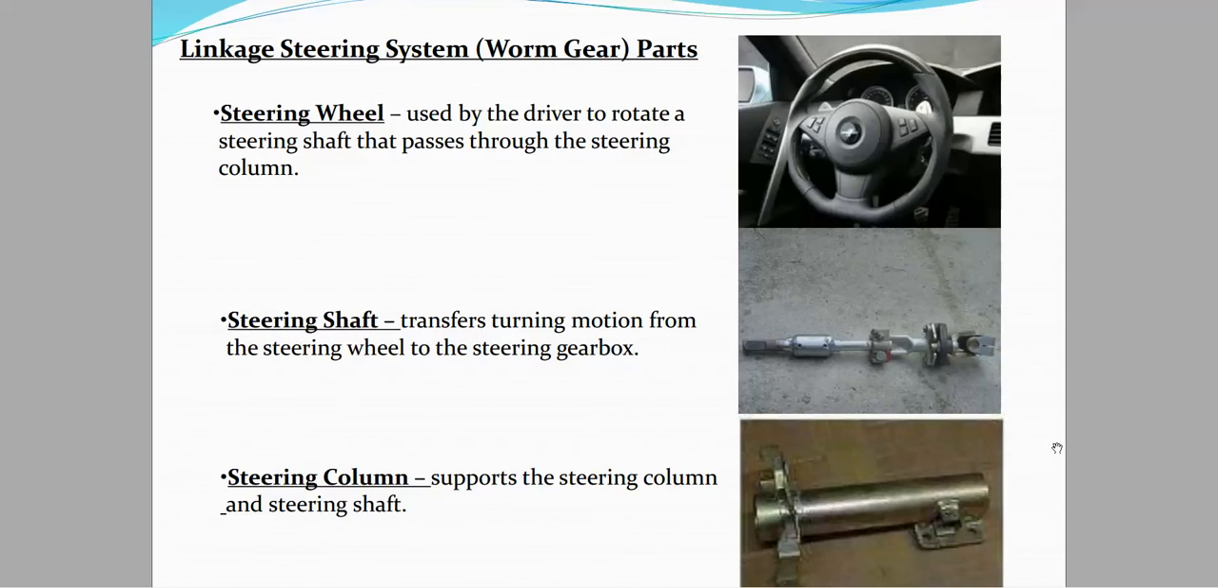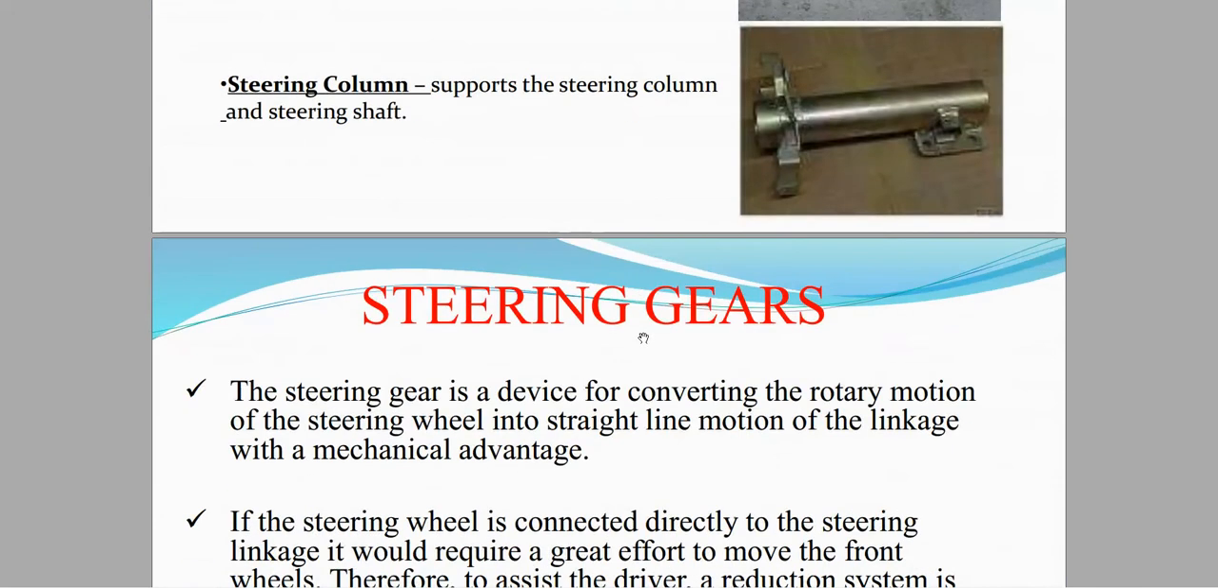Let's discuss the components of the linkage steering system. Initially, we have discussed the steering wheel. The steering wheel is used by the drivers to rotate the steering shaft that passes through the steering column. Then we have the steering shaft, which transfers turning motion from the steering wheel to the steering gearbox. We have the steering column, which supports the steering shaft.